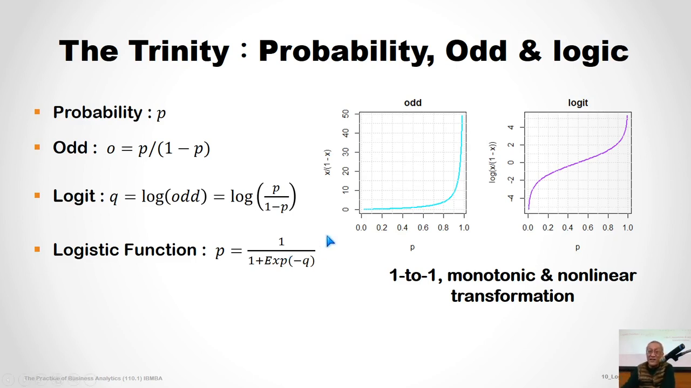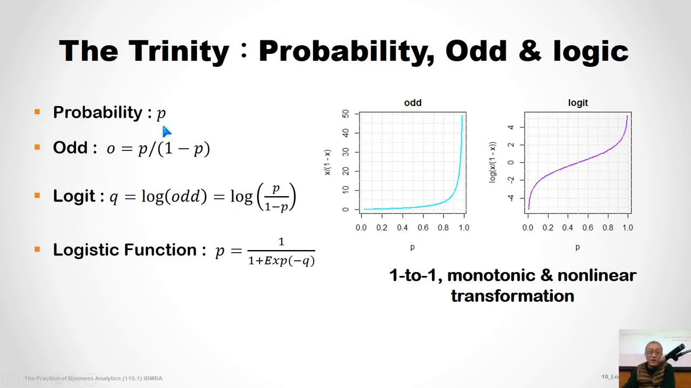Its value is from 0 to infinity. It's no longer like probability, which is between 0 and 1. The range of odds is from 0 to infinity. And logit is just to apply the natural logarithm on the odds, so it's log of P over 1 minus P. So the value of logit is from negative infinity to positive infinity.